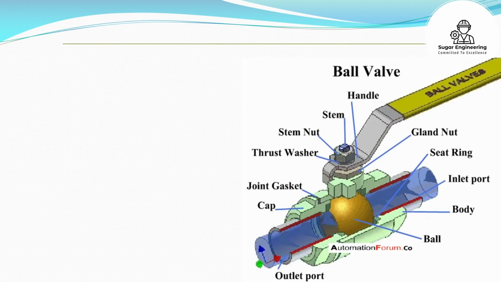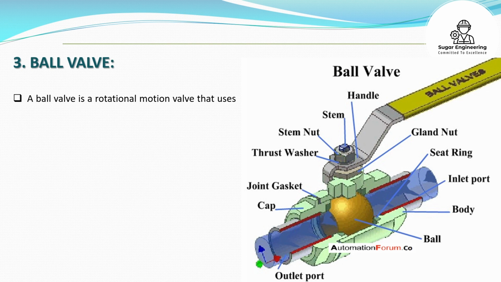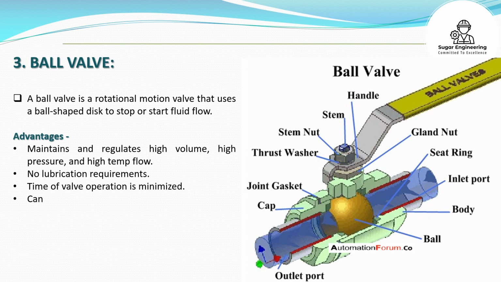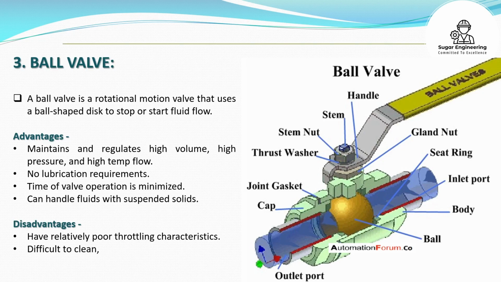Three, ball valve. A ball valve is a rotational motion valve that uses a ball-shaped disc to stop or start fluid flow. Advantages. Maintains and regulates high volume, high pressure, and high temperature flow. No lubrication requirements. Time of valve operation is minimized. Can handle fluids with suspended solids. Disadvantages. Have relatively poor throttling characteristics. Difficult to clean, leads to contamination.